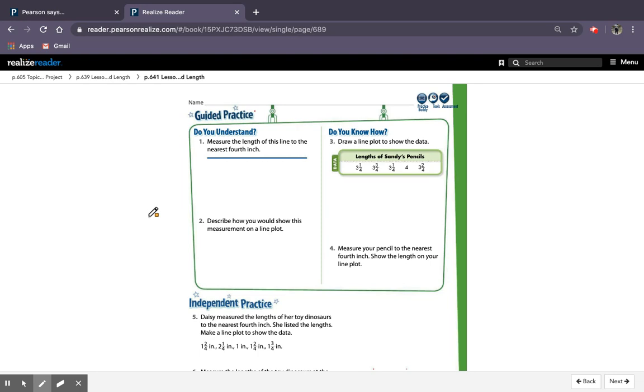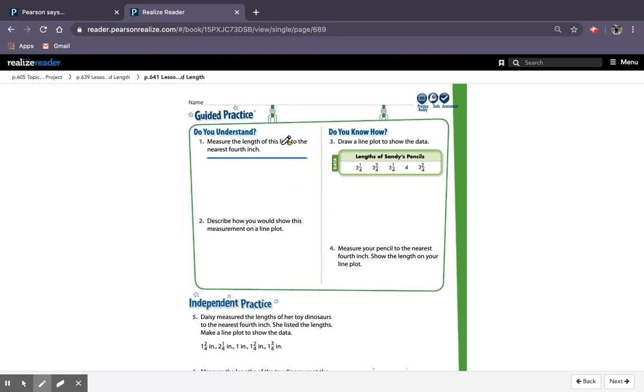It says, do you understand? Measure the length of this line to the nearest 1/4 inch. Now, this is when you will need a ruler. If you do not have a printer at home where you can print out a paper ruler, if you don't have an actual ruler, or mom or dad doesn't have a measuring tape at home that you could use for this, please write that. So then I know that you just didn't leave it blank. It's just because maybe we don't have the tools that we need.